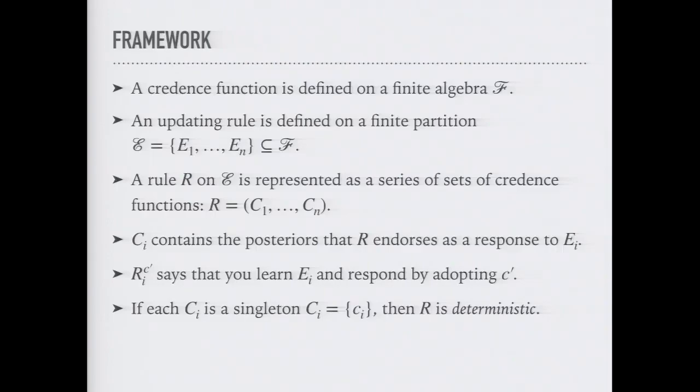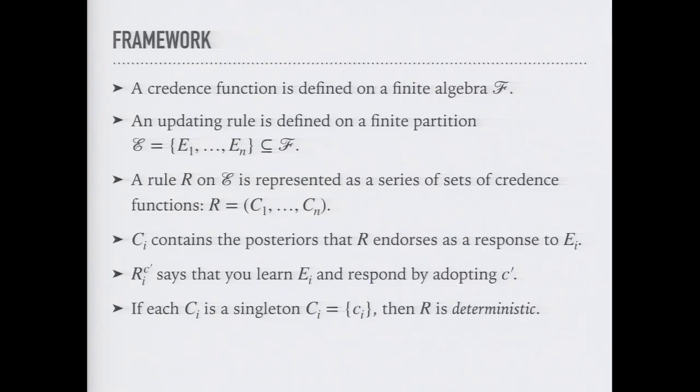So yeah, that's basically what this says. CI contains the posteriors that your rule endorses as a response to that piece of evidence. We'll come back to this, but this is basically just a new proposition which may not already be in the set of things that you entertain. A new proposition which just says that you learn that piece of evidence and you respond by adopting this particular function. I'll come back to when we're going to use that.